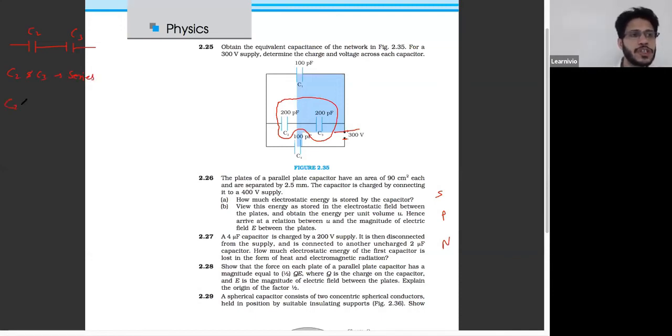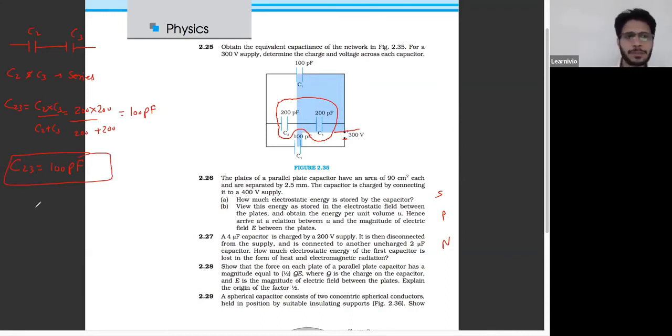For the series combination, I can write C23. C23 is C2 into C3 by C2 plus C3. So this C2 is 200 into 200, by 200 plus 200, which would be 100. So this is C23, which is equal to 100 picofarad.